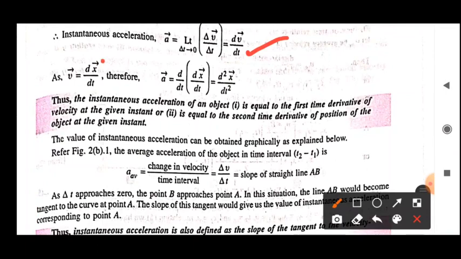And as we know, v is equal to ds by dt or dx by dt. So if you write down that value, d by dt of dx by dt, then this is equal to d2x by dt2. So this is two times differentiation of displacement, or one time differentiation of velocity. So you can find out acceleration by either of the methods here.